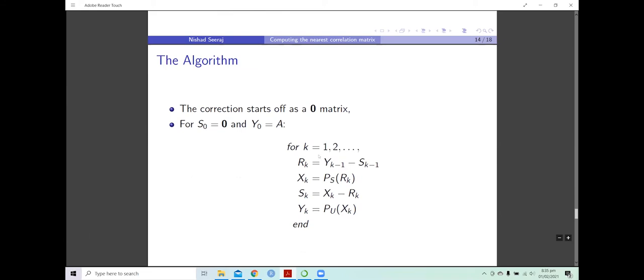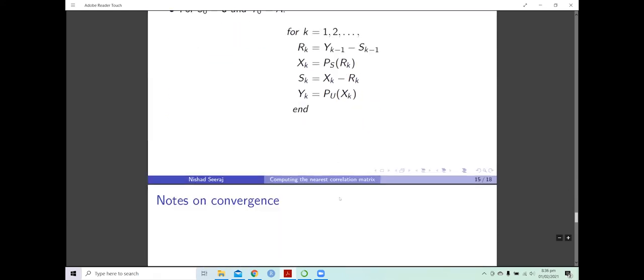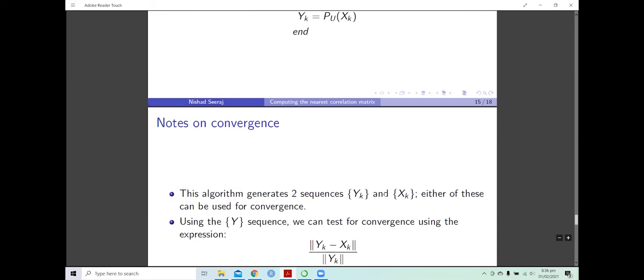And you can see this is the entire algorithm. We start with K here, and then we subtract the 0 matrix on the first iteration. We take this matrix, which is a result of the R here, onto the S projection. And then we update our correction matrix here for K equals 1. And then finally, we project onto the U. Now, this will continue as the algorithm does, and it will produce a sequence of two matrices, Y's and K's.